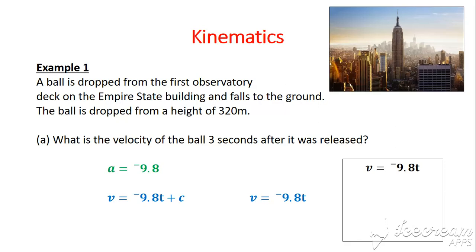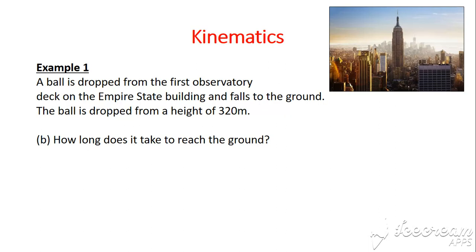Let's use it to work out the velocity 3 seconds after the ball is released. So we're going to substitute in 3 to get velocity is equal to negative 9.8 times 3, which is negative 29.4 meters a second. The negative means it's traveling downwards and it's traveling at a speed of 29.4 meters per second.